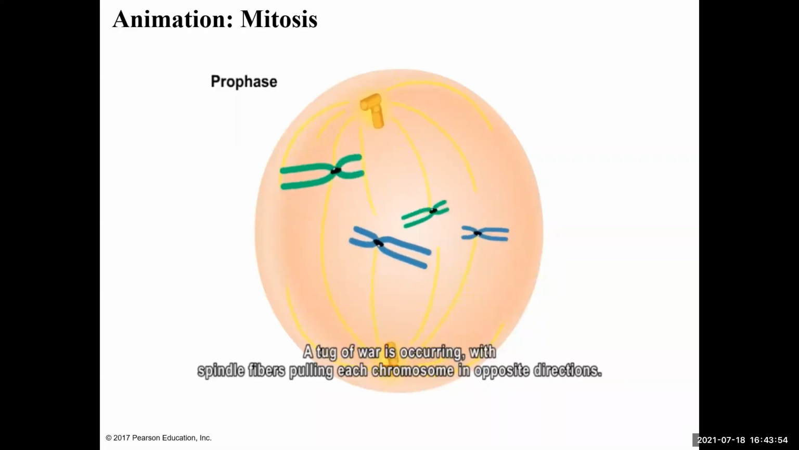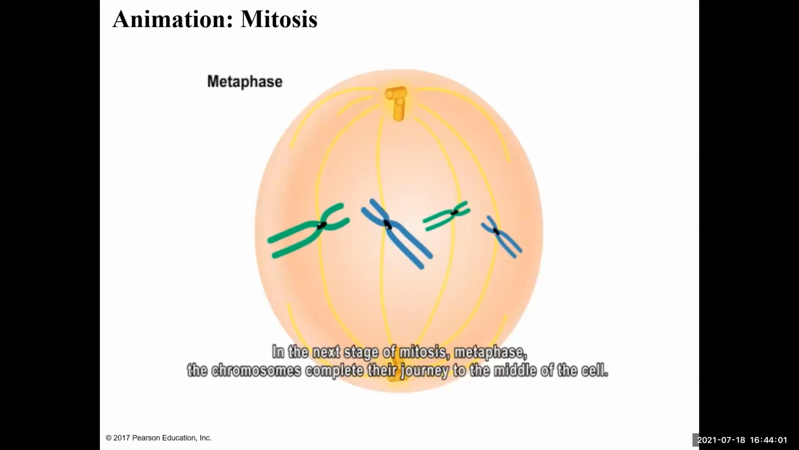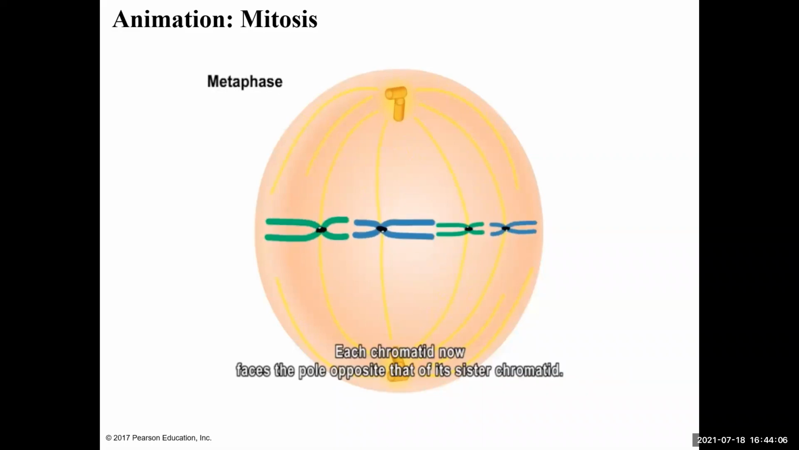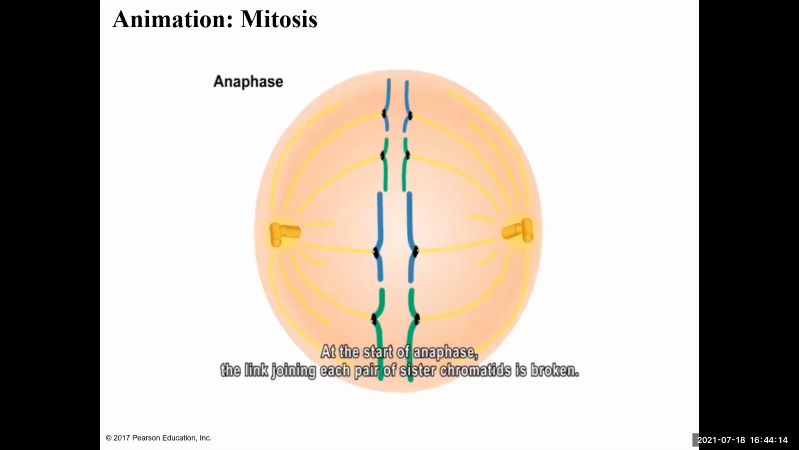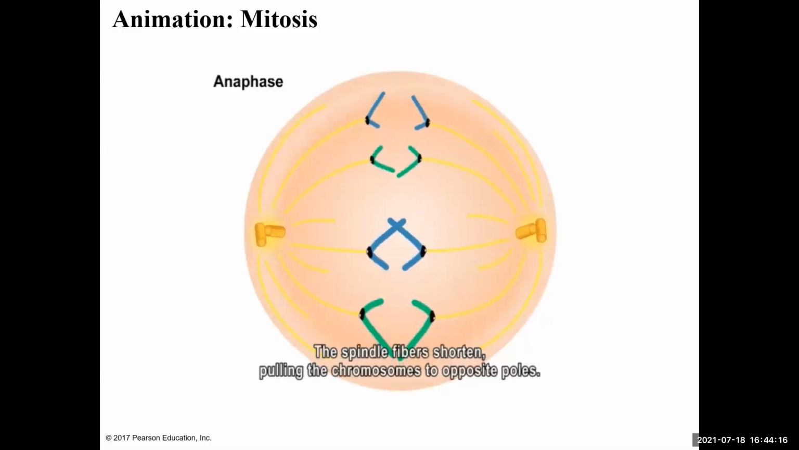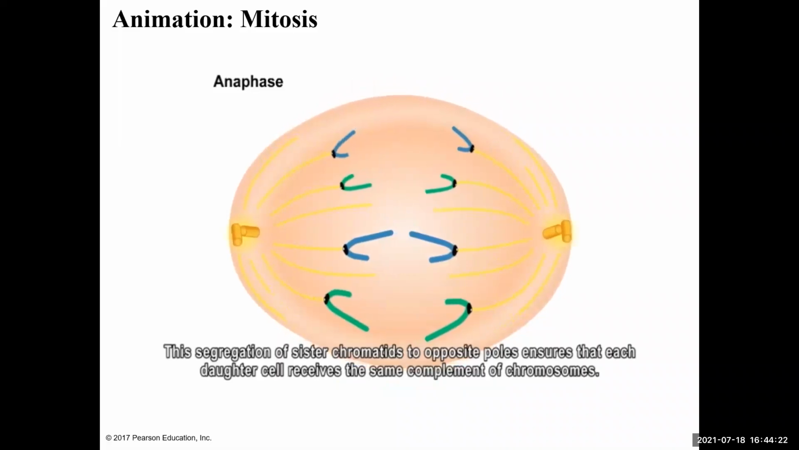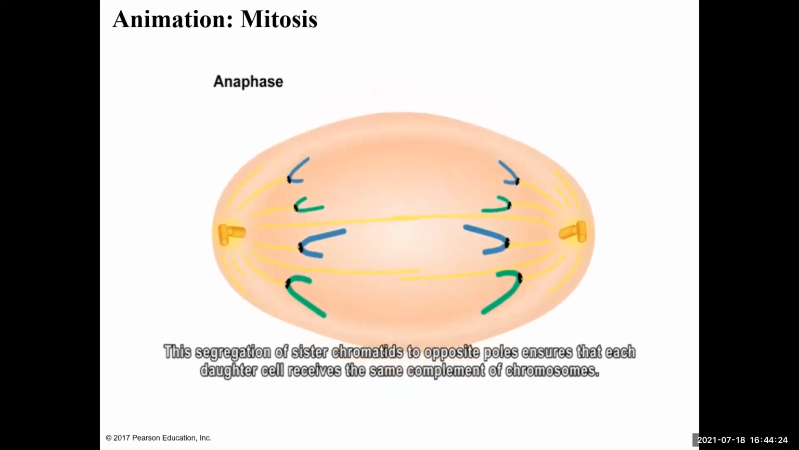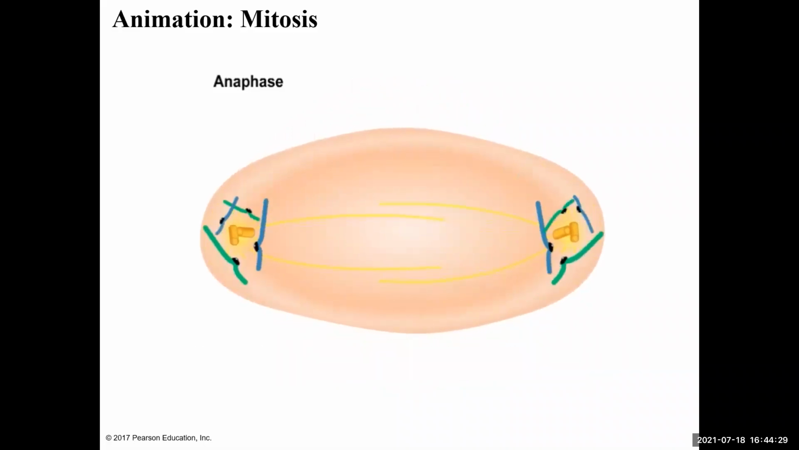A tug-of-war is occurring, with spindle fibers pulling each chromosome in opposite directions. In the next stage of mitosis, metaphase, the chromosomes complete their journey to the middle of the cell. Each chromatid now faces the pole opposite that of its sister chromatid. At the start of anaphase, the link joining each pair of sister chromatids is broken. The spindle fibers shorten, pulling the chromosomes to opposite poles. This segregation of sister chromatids to opposite poles ensures that each daughter cell receives the same complement of chromosomes.